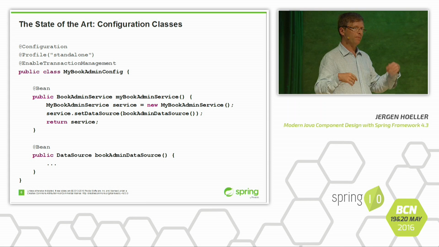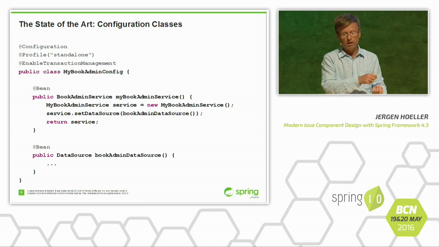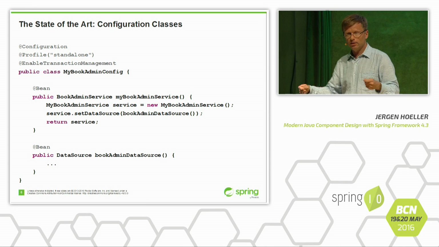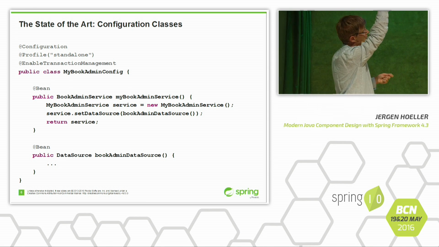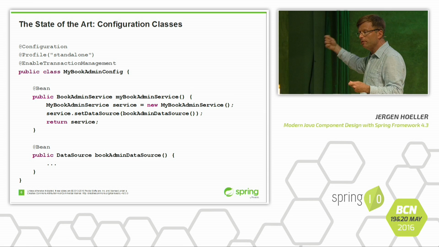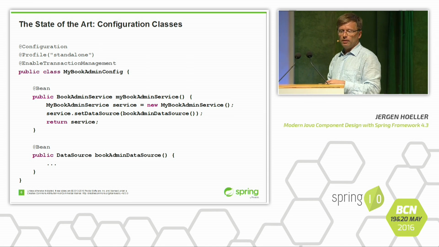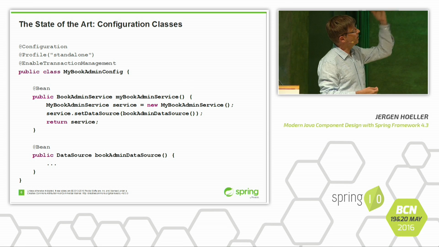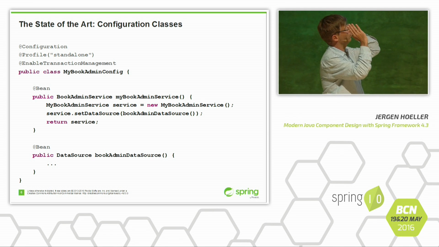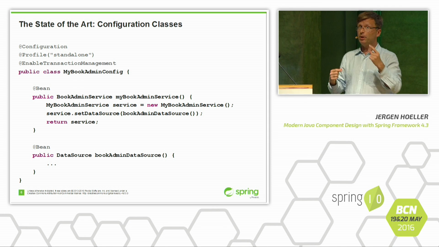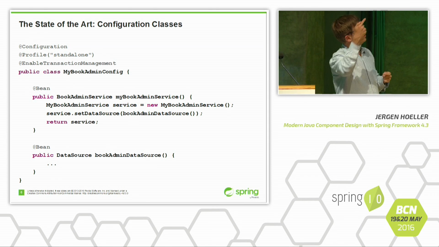So if the container starts up, maybe does some component scanning if you instructed it to, finds some configuration classes, for the configuration classes, it goes through the @Bean methods, and for each of them, it creates yet another bean definition based on the declaration, on the signature of that method. So for myBookAdminService, it knows the default name is myBookAdminService, derived from the method name, and it has a type hint on the return type here.